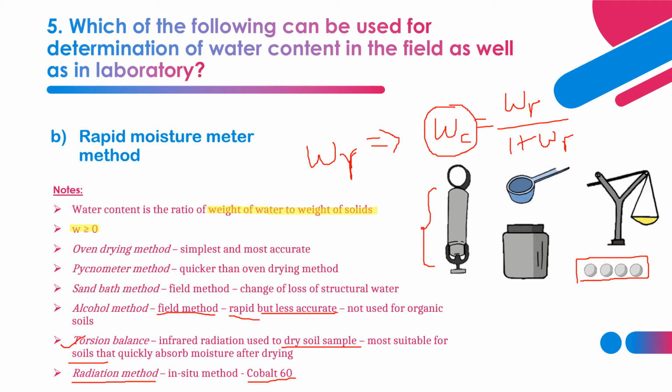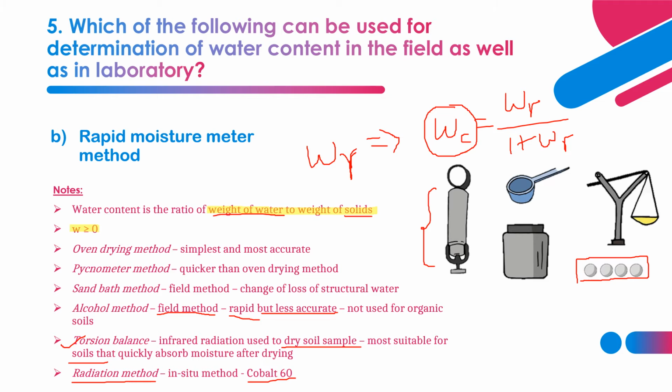So WR is nothing but the percentage of water, that is the amount of water present in that soil corresponding to the acetylene gas evolved because of the calcium carbide, and WR divided by 1 plus WR gives the actual water content in the soil. What is water content? Water content is nothing but weight of water or mass of water to the weight of solids or mass of solids. Mass of solid is a constant in a particular soil sample.